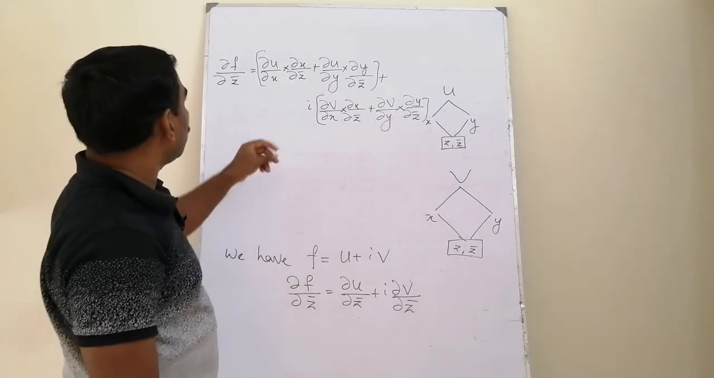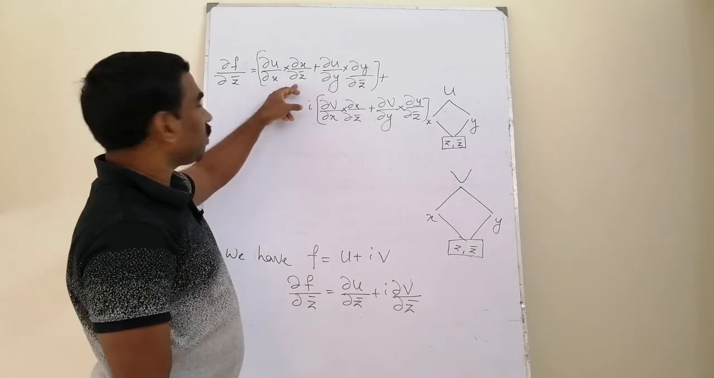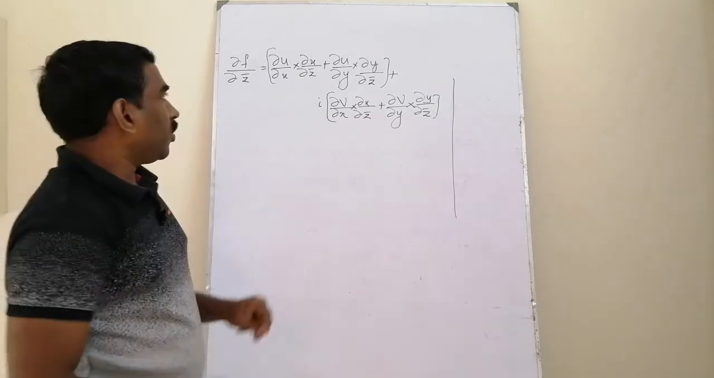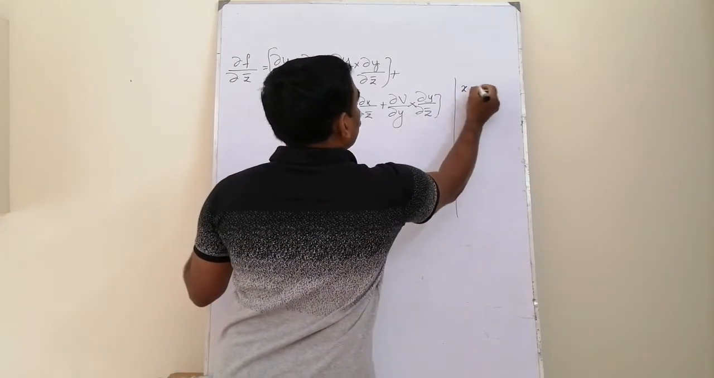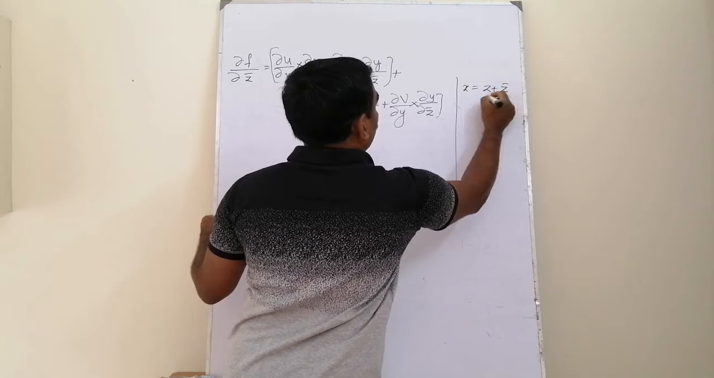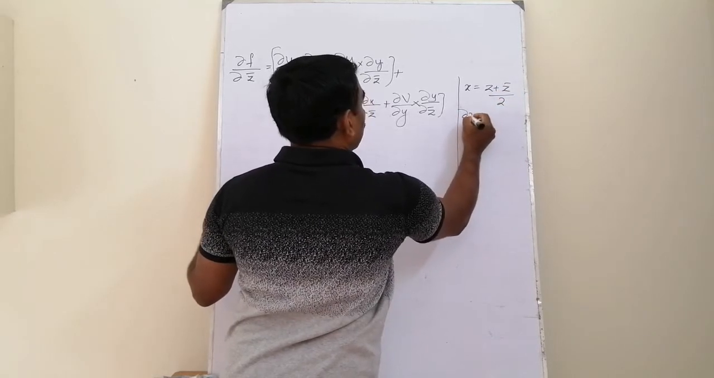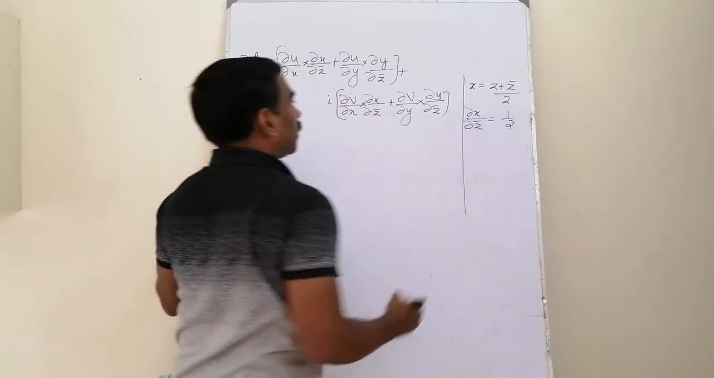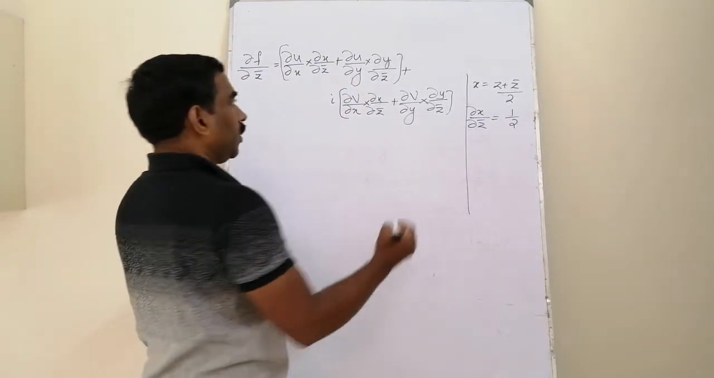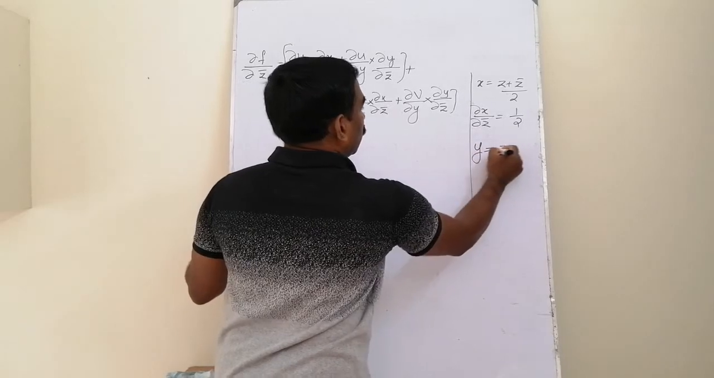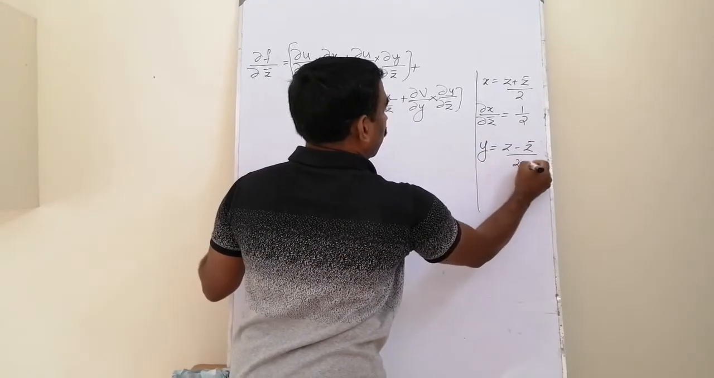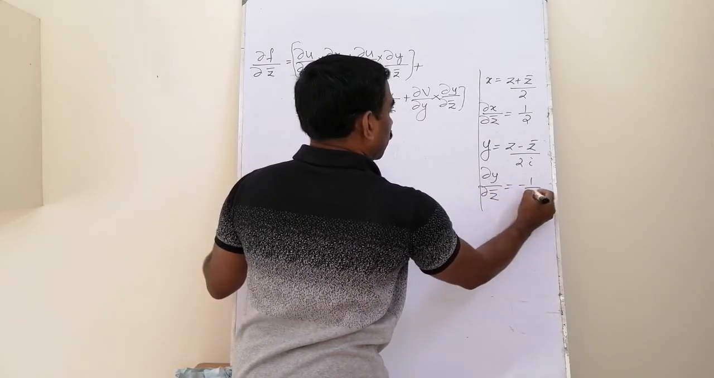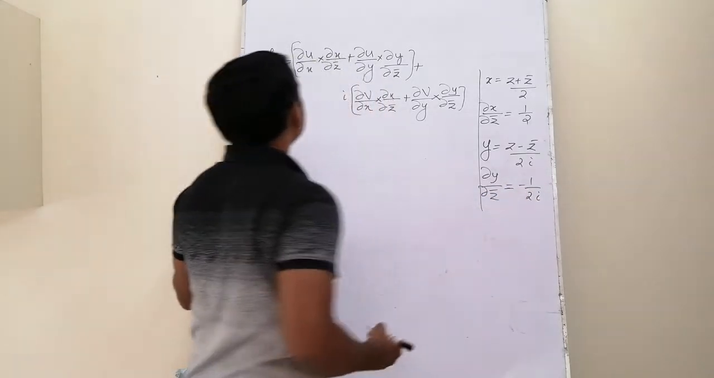Now we can substitute the values for dou x by dou z bar, because x is a function of z and z bar, and dou y by dou z bar. From our previous formula, x is equal to (z plus z bar) by 2. Then what is dou x by dou z bar? Dou x by dou z bar is 1 by 2, the partial derivative of x with respect to z bar. And similarly, if y is equal to (z minus z bar) divided by 2i, then dou y by dou z bar is equal to minus 1 divided by 2i.